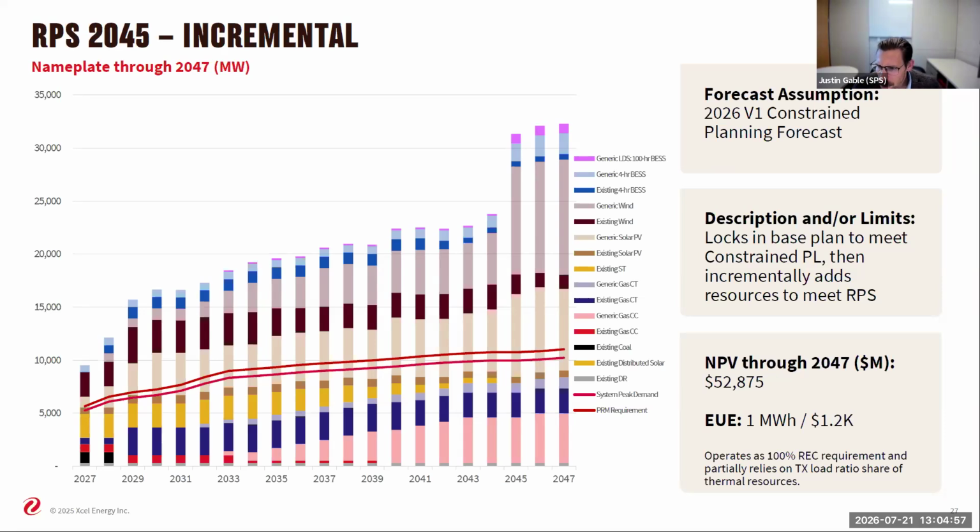Do the cost assumptions for the new generic gas combined cycle resources include carbon capture and storage? They do not. We did not include carbon capture and storage on our CCs in any of our model runs.